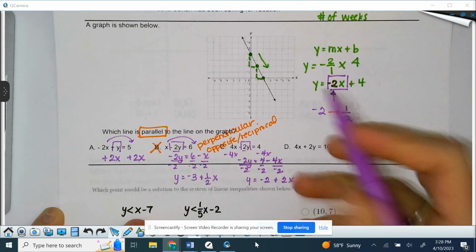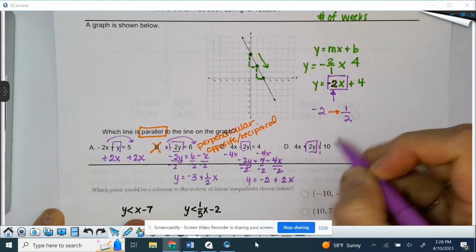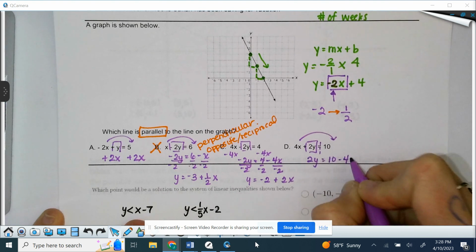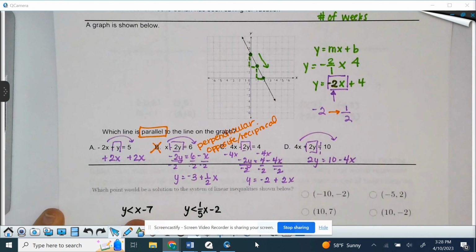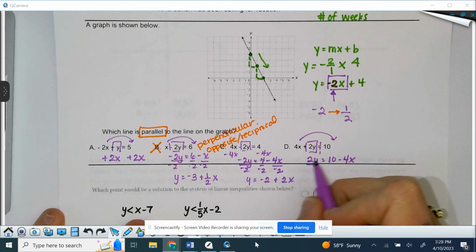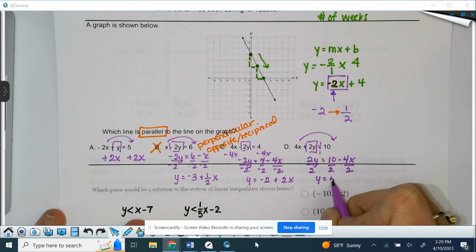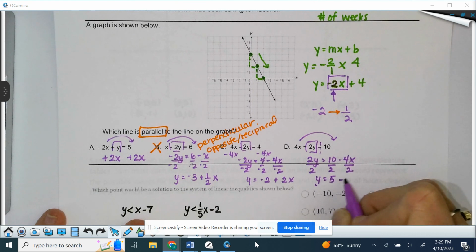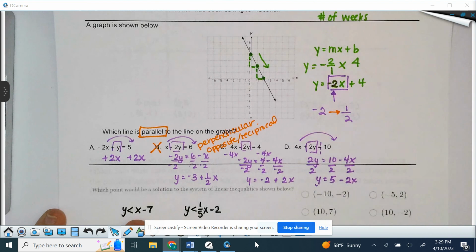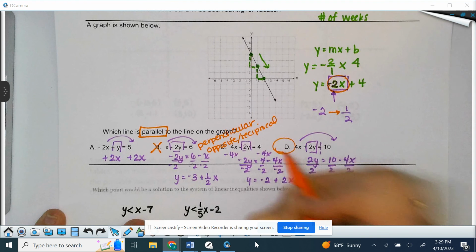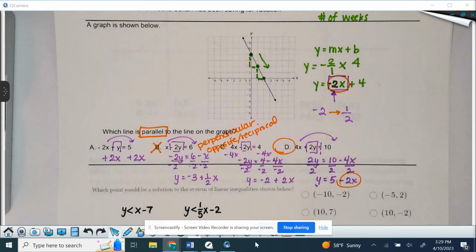So we're close, but not quite, because that plus 2x is not the same as a negative 2x. So going for the last one. Hopefully it's a good question. We're going to move the 4x. So 2y equals 10 minus 4x. And you get the 2 off the y still. That's 2 times y, so we're going to divide by 2. And now we end up with 5. Y equals 5 minus 2x. And there's our same slope as here. So D is the answer to that question. 4x plus 2y equals 10 is a line parallel to the line in the graph.